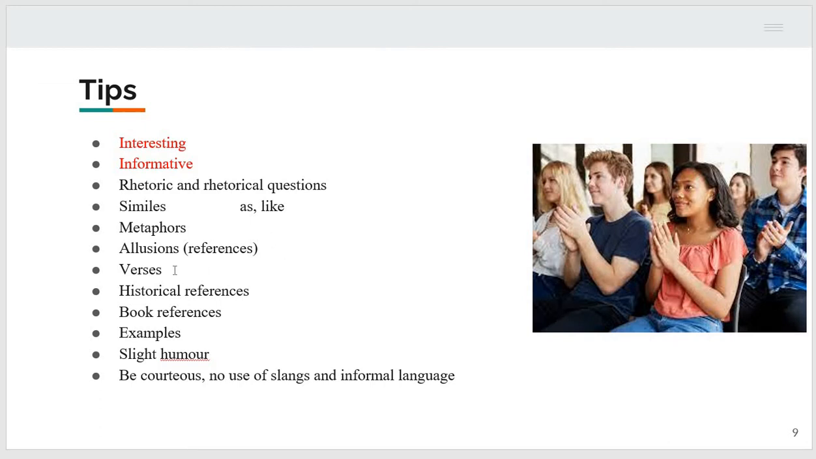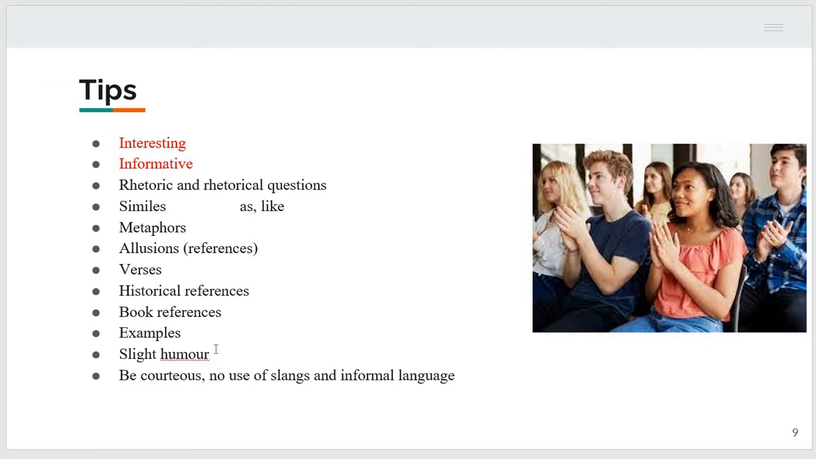Verses. Suppose you are writing something and you want to invite some heavenly powers, you can say, like John Milton, what is dark in me illumine, what is low raise and support. It has been written as a prayer in the beginning of Paradise Lost. Historical references show that you are a well read person, and you know about your topic and you know what has happened in the past. Book references show that you are a knowledgeable person. Examples so that people can follow it and understand it.